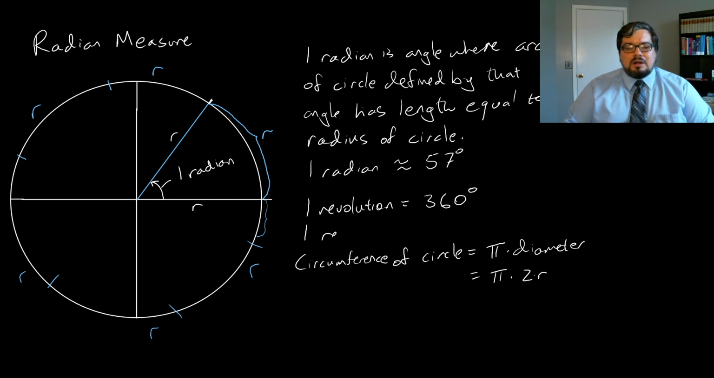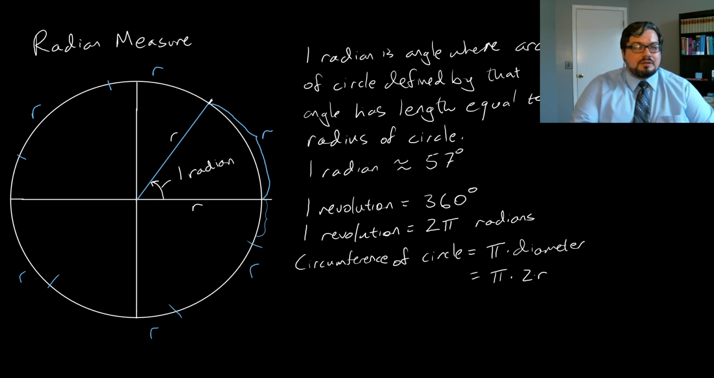So that means that 1 revolution going all the way around the circle is 2 times pi radians. Because it takes 2 pi times the length of the radius to go all the way around the circle, and that corresponds to 2 pi radians.